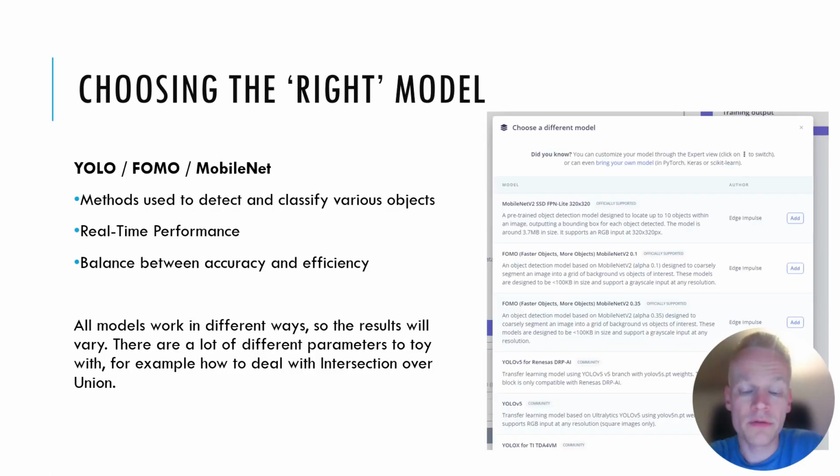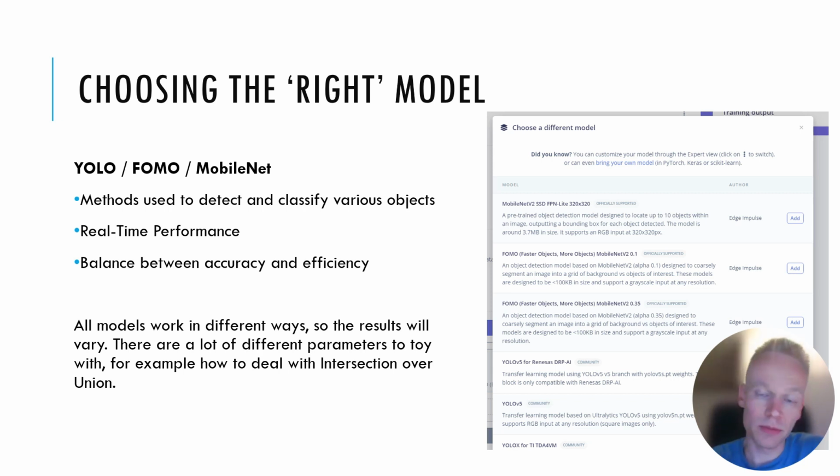On the website of Edge Impulse, when you build your own object detection application, you can choose from different models. Some of these models are YOLO, FOMO, and MobileNet, and they behave similarly. They can all be used to detect and classify various objects, and they work in real time. For all those models, there's a trade-off between accuracy and efficiency. Efficiency, so it can work on hardware that is not very powerful.